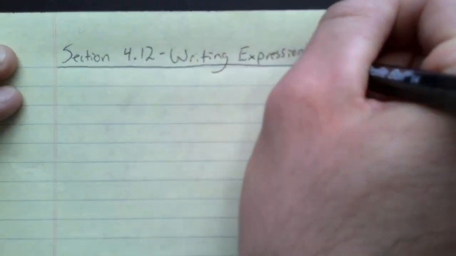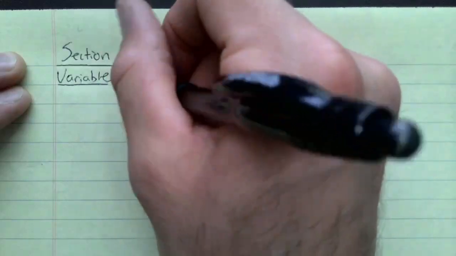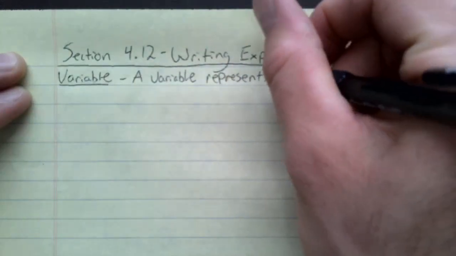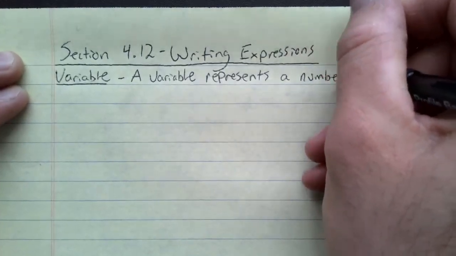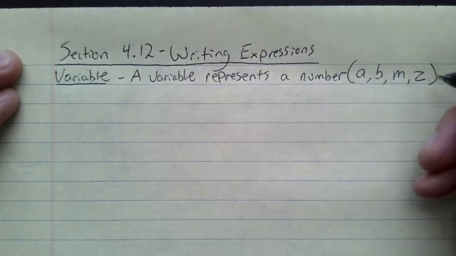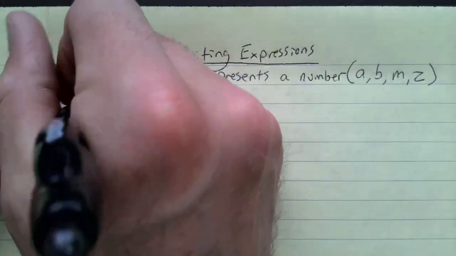You're getting very good at your order of operations by now, the PEMDAS. So today what you need to know is what a variable is. A variable represents a number, such as A, B, M, or Z, or really any other letter in the alphabet. So you need to know the following terms.